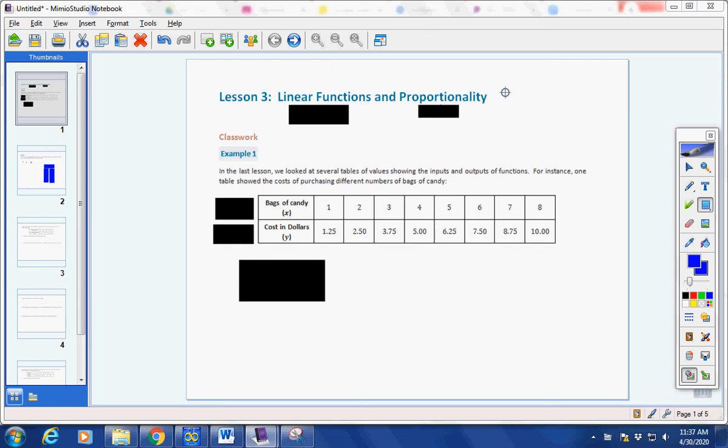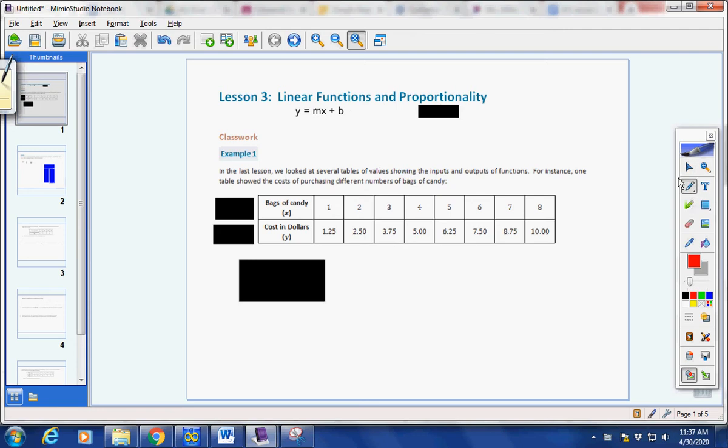Lesson 3 is on linear functions and proportionality. So let's just think a little bit about these two terms, linear functions and proportionality. The first thing, when we talk about linear functions, we're talking about y equals mx plus b.